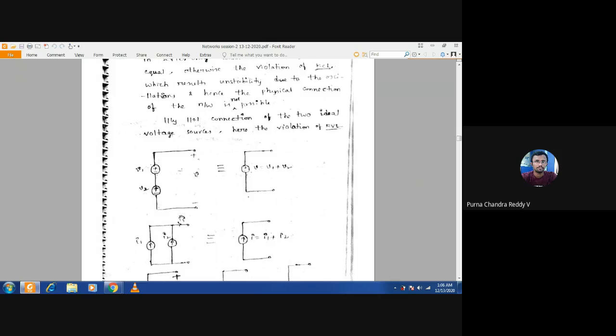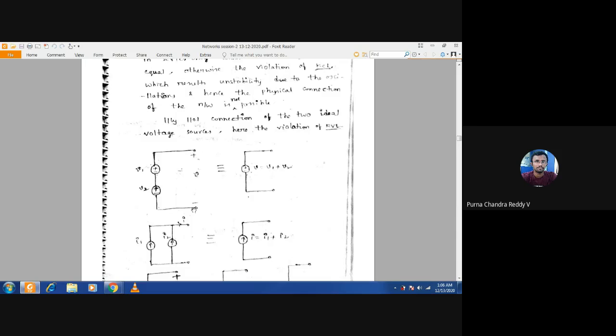Okay, now apply KVL and tell me what V is equal to. V is equal to V1 plus V2. Suppose if I am giving minus plus here, tell me. V2 minus V1. Very good, very good.